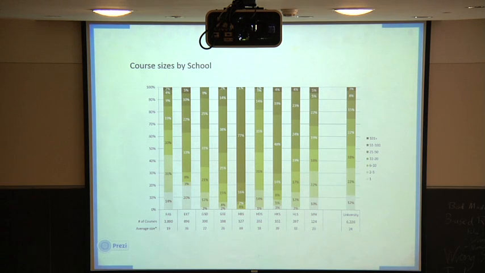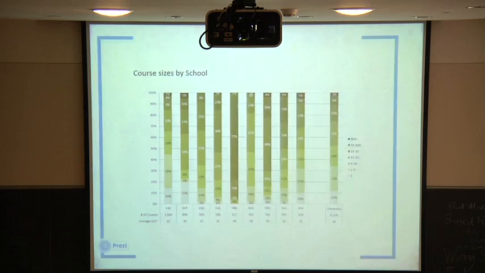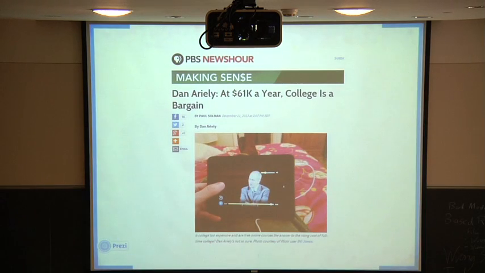So this is just at Harvard, with different courses by school. As you know, at FAS, this class is an exception, but you have a lot of small classes. And there's a question of whether that's appropriate. Probably for Harvard, yes. Is it appropriate for other schools that are under more financial pressure? Maybe or maybe not. Dan Ariely, the behavioral economist at Duke, recently weighed in on this debate and pointed out that in his opinion, college is actually a bargain at $61K a year.